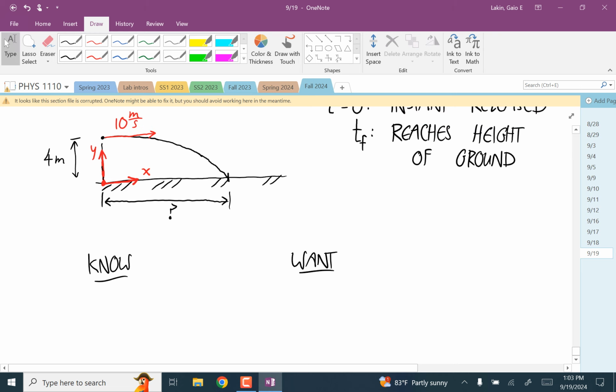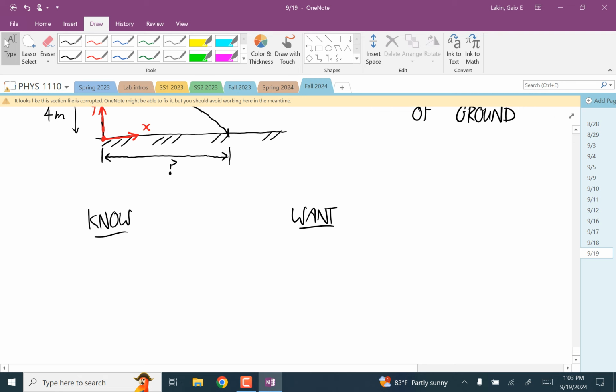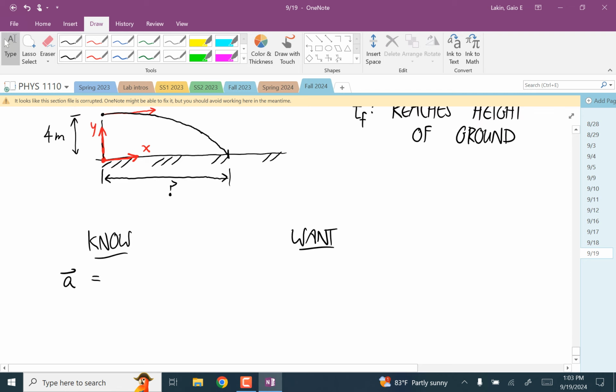Do we know how long it takes? No. Do we know the acceleration? It's free fall, yeah. So we know that it's down at 9.81. So I'm going to write this vector as, since my y-axis is up, we know that the acceleration is 0 for x and negative 9.81 for y.